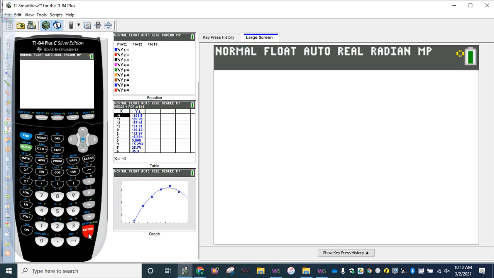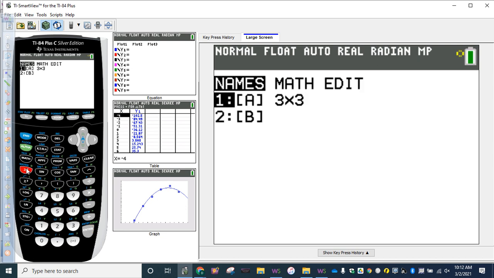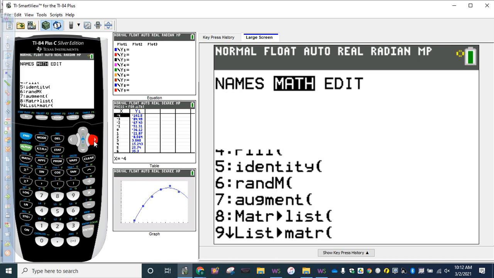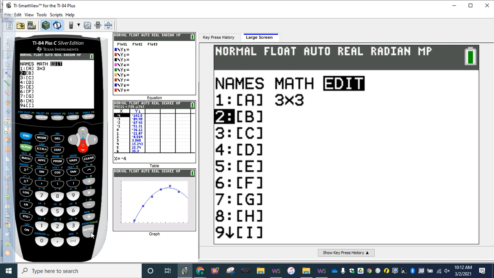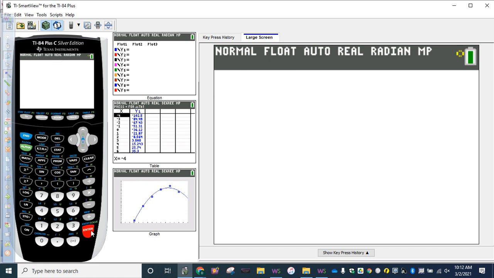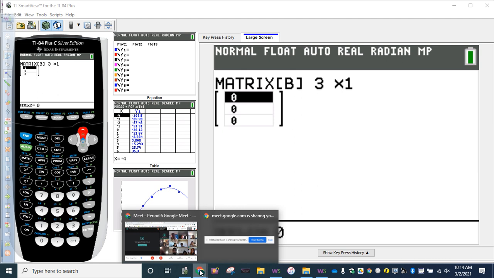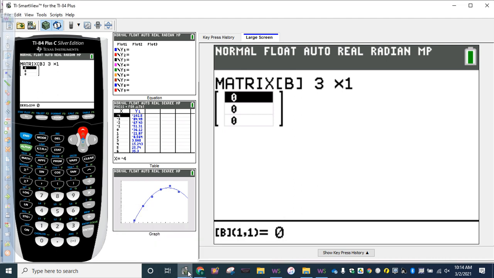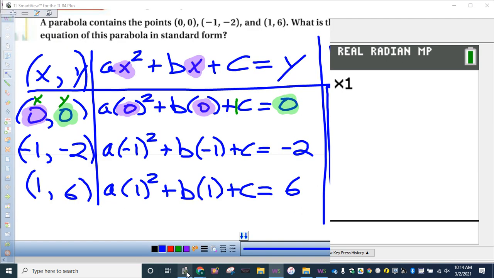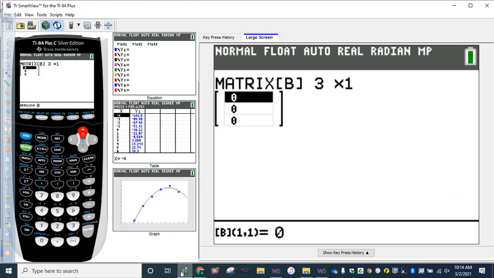Now we're going to go second, x to the negative 1, over the edit, down to the b, and enter in a 3 by 1. So second, x to the negative 1, over the edit, down to b. If you get concerned about having 3 by 3 matrices in other areas in your calculator, you can reset it and it'll be gone. So we want 0, negative 2, and 6.